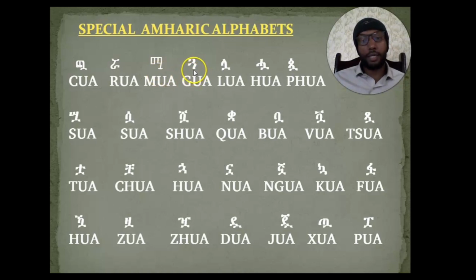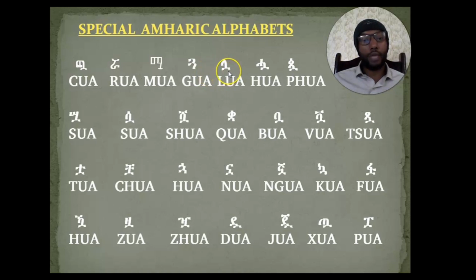Whereas this one is called Gua. This alphabet called Gua comes from the basic alphabet Ga. We said that among the 34 basic Amharic alphabets there is an alphabet called Ga, and its subgroups were Gu, Gi, Ga, Ge, G, and Go. So Gua comes from the basic alphabet Ga.